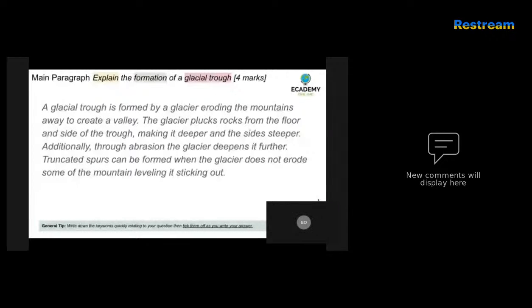So again, the candidate here has given some accurate detail about the formation of a glacial trough and has used some technical terms as well throughout the answer. This would probably get 3 out of 4 or 4 out of 4 on the exam itself.